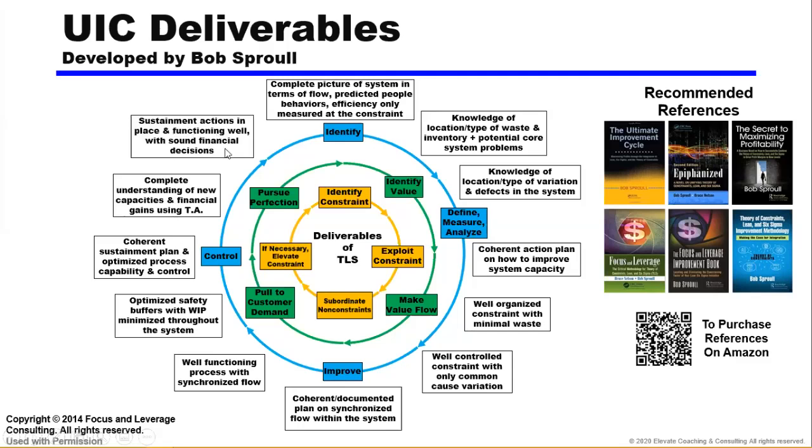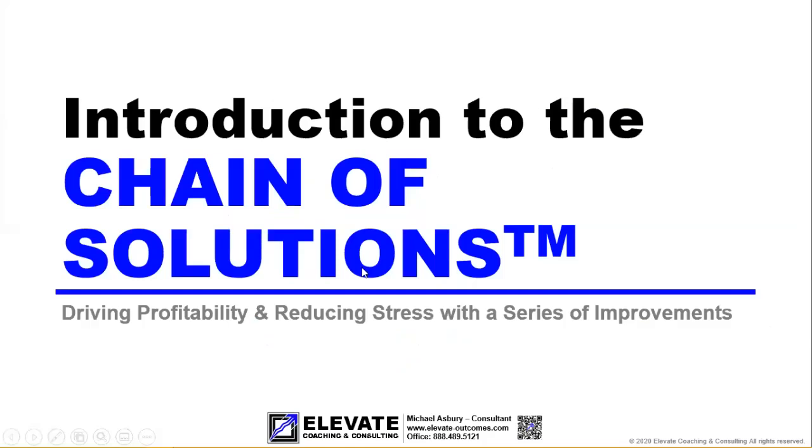And the next phase is we implement our sustainment actions to keep things from going backwards, and we're using throughput accounting to make sound financial decisions on what additional improvements can take us to the next level. Okay, so this is where we're going to start to introduce the chain of solutions. Some of you've gotten a preview from the last 2 webinars, and what we're going to do here is show how the chain of solutions can help us drive profitability while we're reducing stress with a series of improvements.